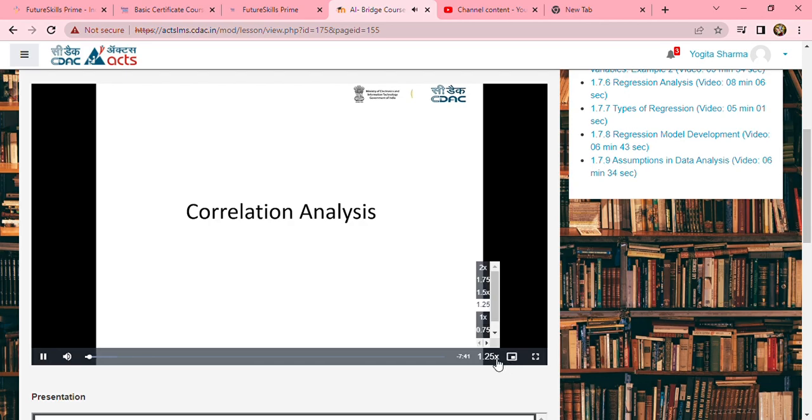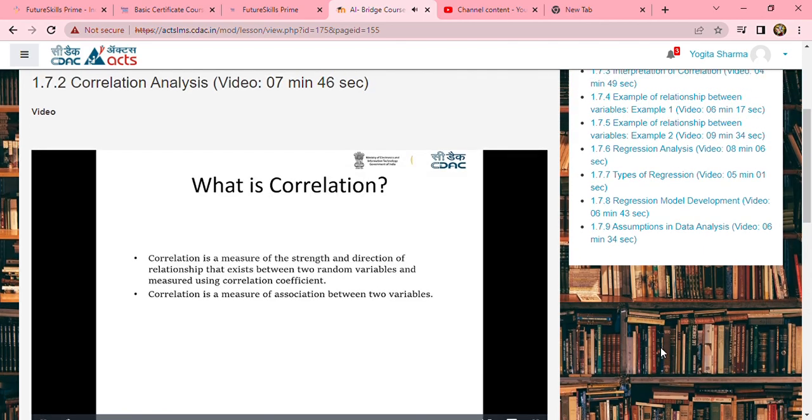Correlation analysis. Correlation analysis is one of the most important concepts in data analysis. Correlation analysis tells you the relationship between the variables. It helps you measure the strength and direction of the relationship between two random variables. Now, what do I mean by this?